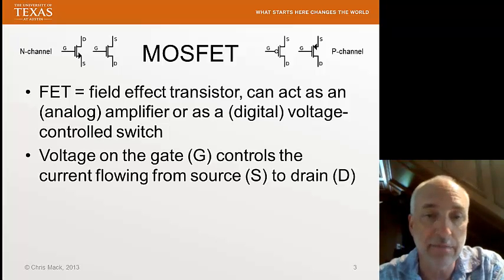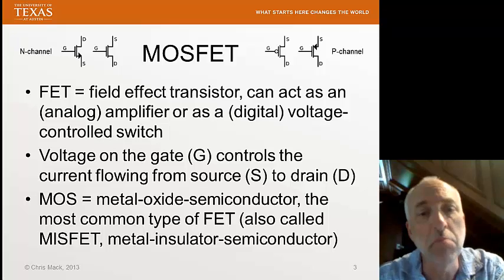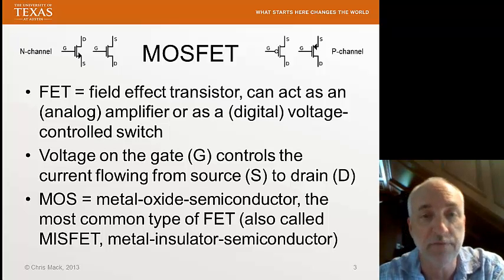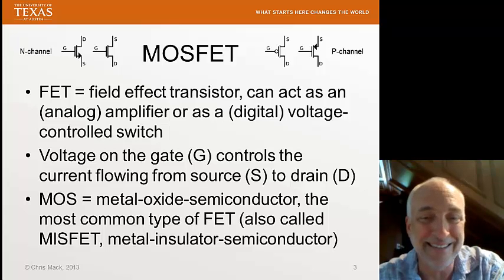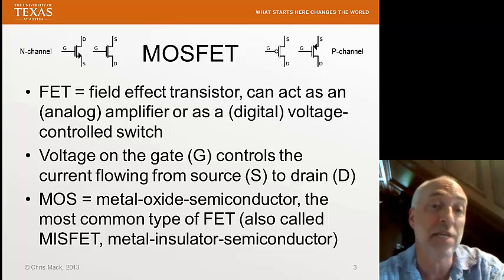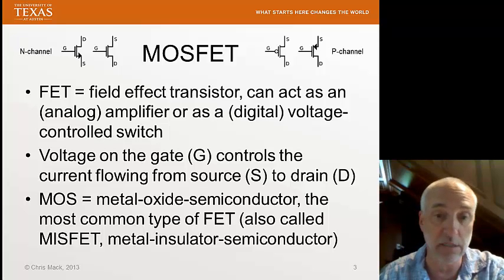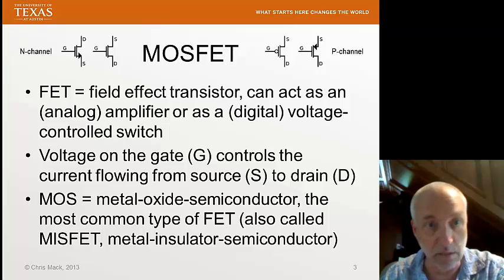The voltage on the gate is the control, as I said, and MOS is the most common, most popular type of field effect transistor. MOS stands for metal oxide semiconductor. It's also called a metal insulator semiconductor field effect transistor, or MOSFET. But even when we use an insulator that really can't be described as an oxide, we'll still often use the acronym MOS for these devices, just for historical reasons. But we'll see what we mean by metal oxide semiconductor for these devices in a moment.